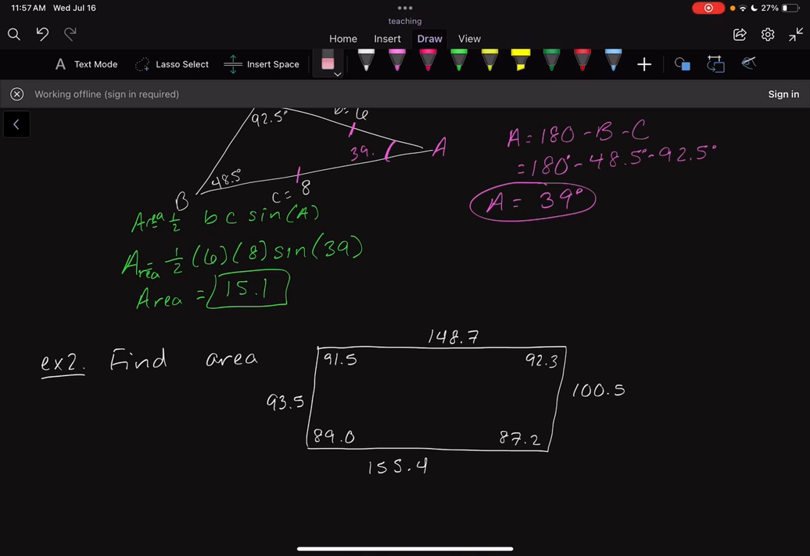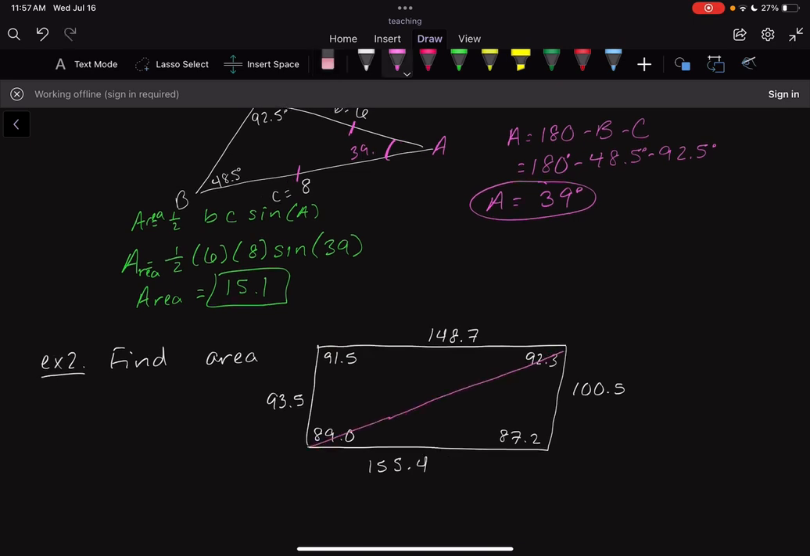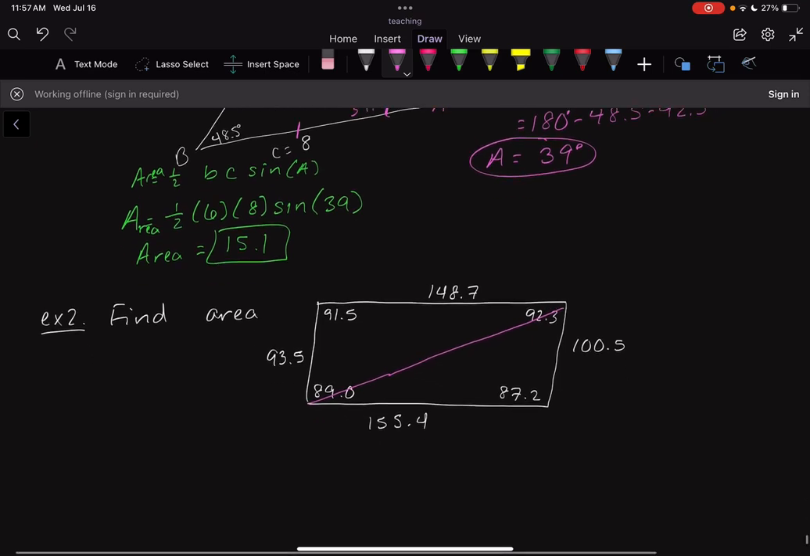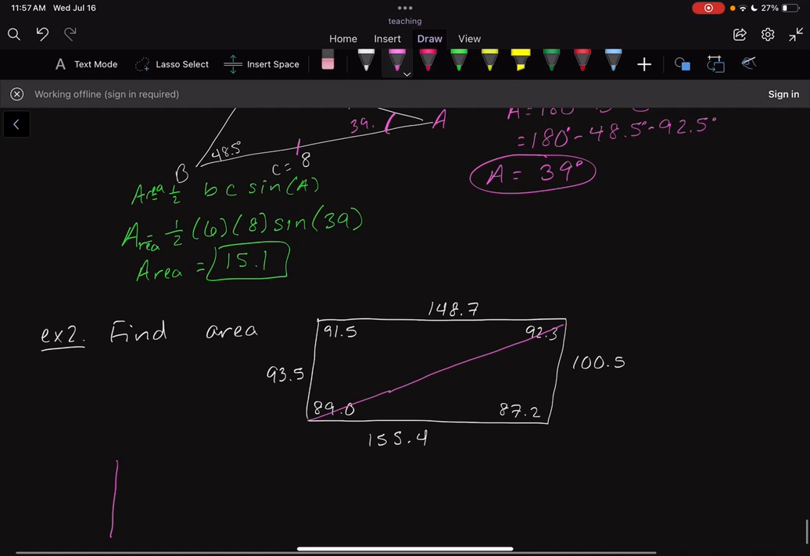So if we want to find the area of this, we can go ahead and split this in half. I didn't mean to have the eraser on, my bad. So I can split this in half and then treat each triangle separately. I'm going to draw them separately for us, that way we get the point. So this would be 93.5, 91.5 degrees, 148.7. Those are all degrees on there.